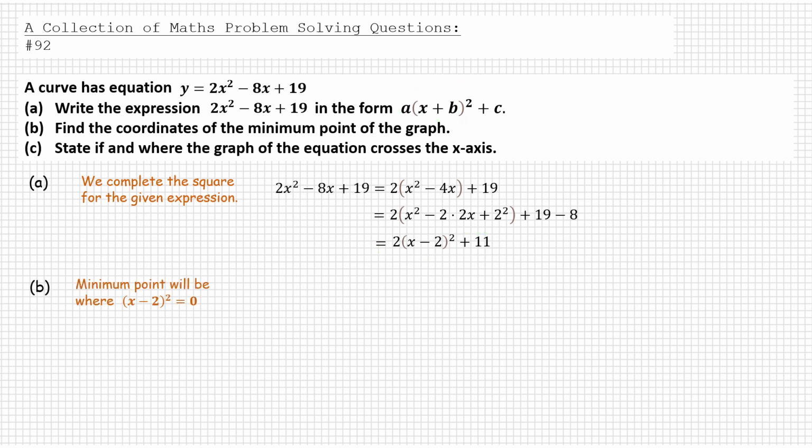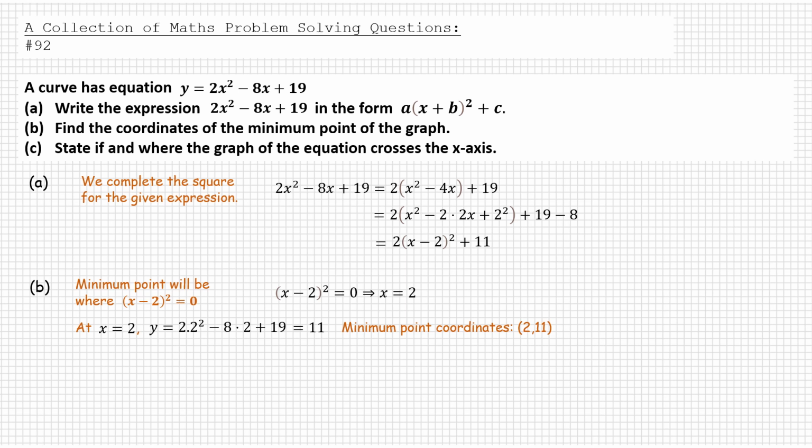And then for part B, now we have to find the minimum point of the graph. The minimum point obviously is when (x minus 2) whole squared is 0. So this square term equated to 0 gives you x equals 2. And then what is the point I have to find? At x equals 2, y equals 11. So the coordinates of the minimum point are (2, 11).